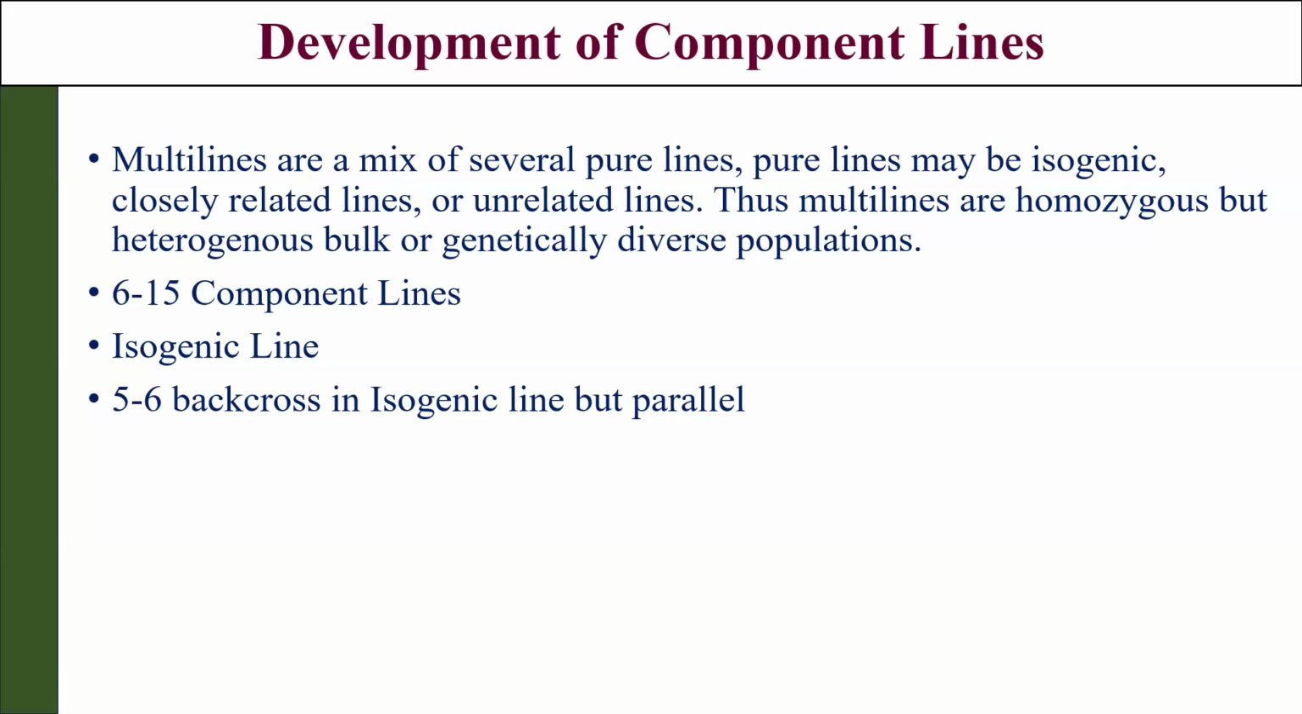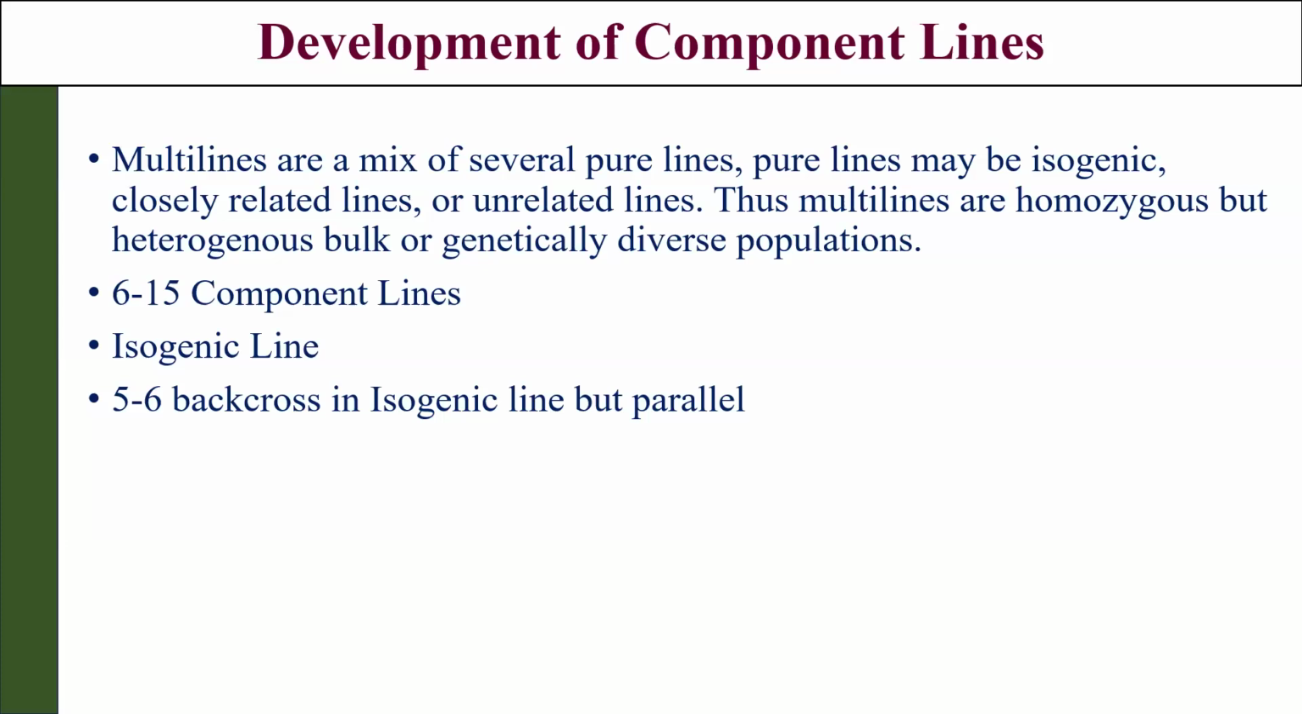Usually, the number of lines we can use is up to 15 or 16. More lines are actually good, but there is a limit. After 15, what will happen? Maintaining it will be a very difficult task, because 15 lines means the population will become very large, and you can't maintain that population. That is another difficulty. And too few is also a problem. The optimum is 6 to 15 lines.